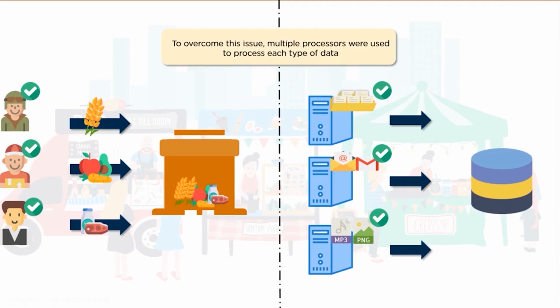Now, the problem which we were talking about: to overcome that issue, multiple processors were used to process each type of data. And here we see a similarity in Tim's approach with the technical approach of going for a distributed platform which could handle huge amounts of data coming in different formats, data getting generated with a lot of speed, and thus helping the organization.